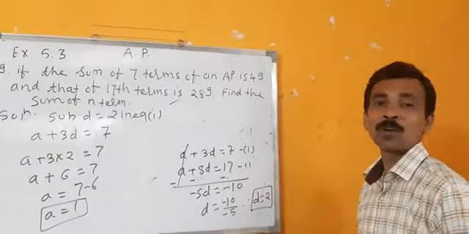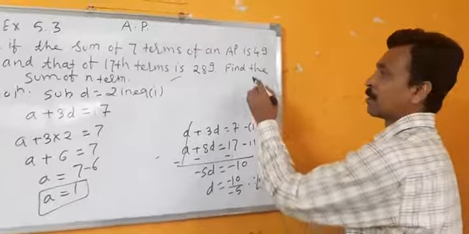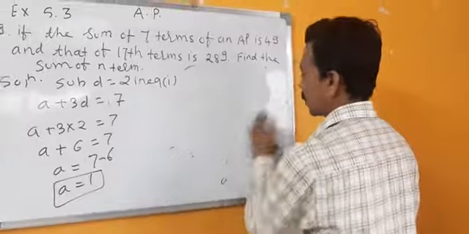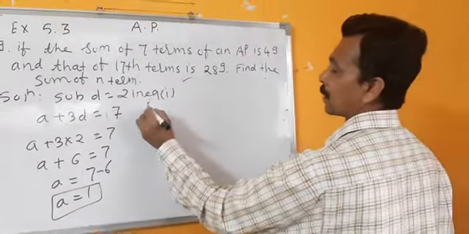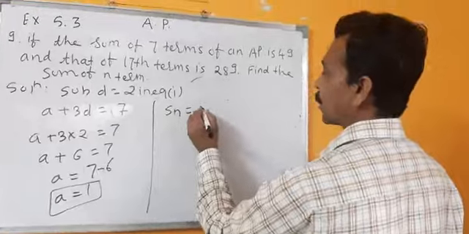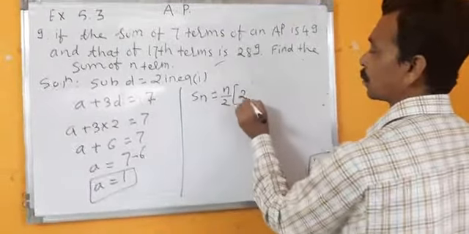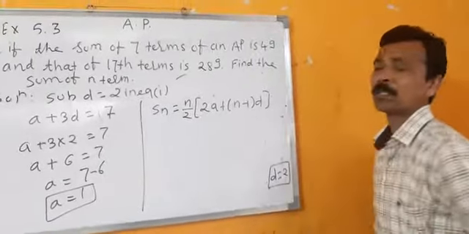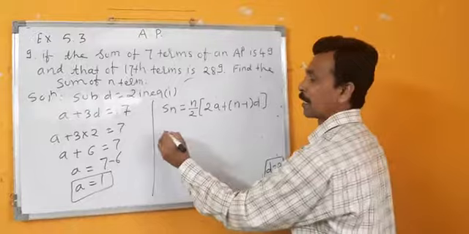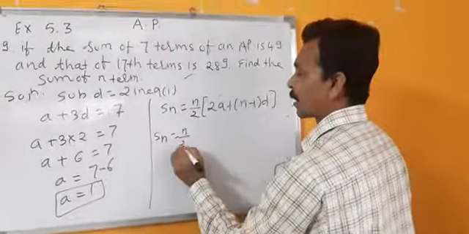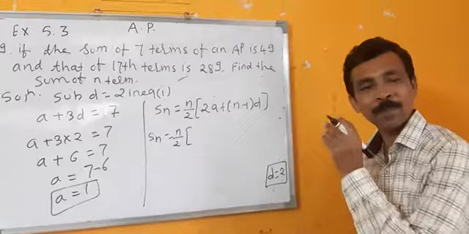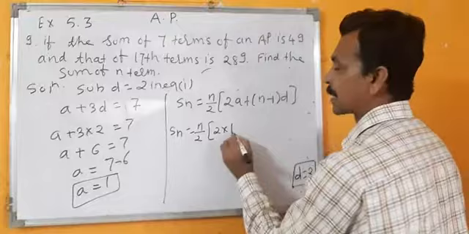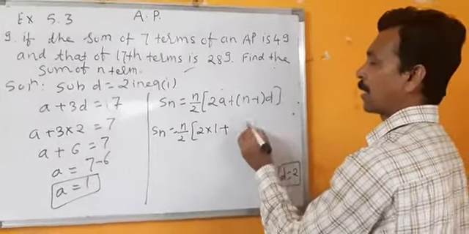Now we have got the value of d, and we have got the value of a. We have to find the sum of n terms. I will use the formula for Sn, which is n by 2 into 2a plus n minus 1 into d. We don't have n, so we keep n as it is. 2a means 2 into the value of a, which is 1, plus n minus 1 into d.